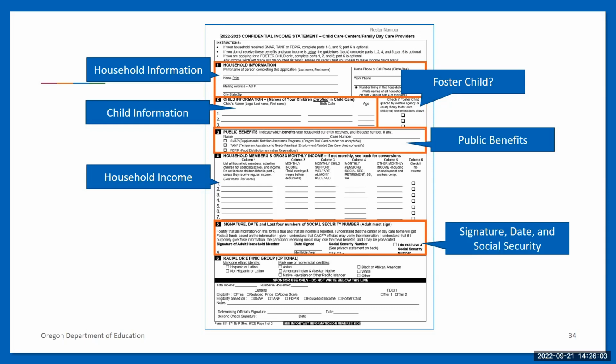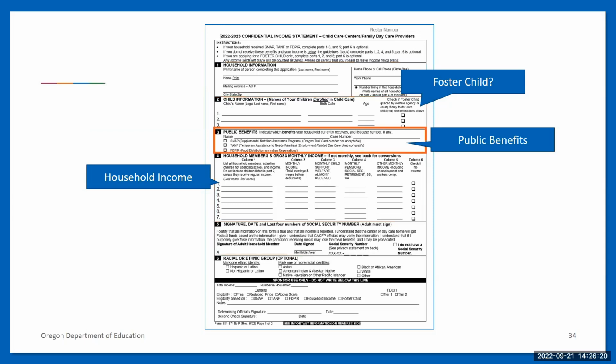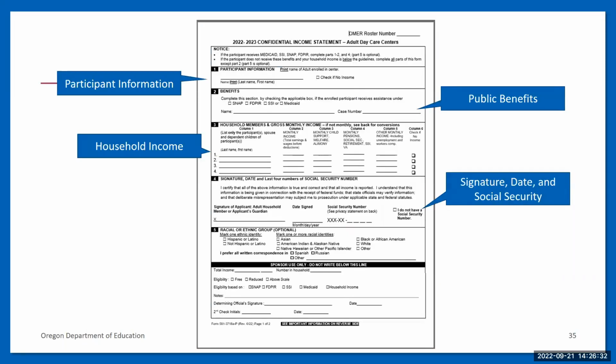If the family is eligible based on public benefits, such as SNAP or TANF, Section 3 will be completed in addition to the other sections. And if the family is eligible based on income, then Section 4 must be completed. Note that only one of these 3 sections is required to be completed in order to determine family or participant eligibility. The CIS forms for adult daycare look a little different, but the same concepts to determine eligibility apply.